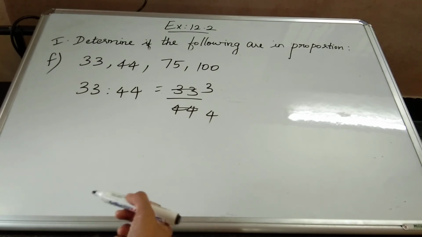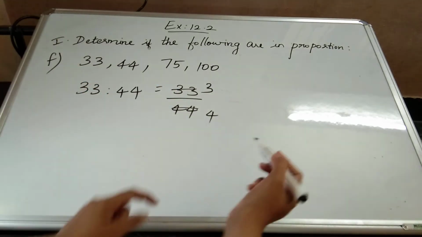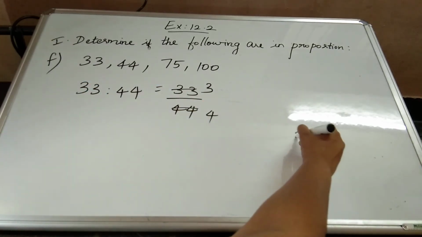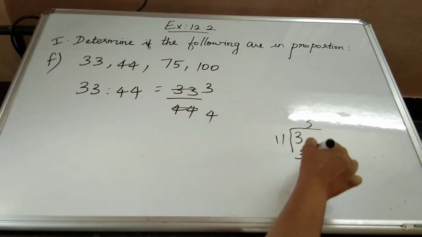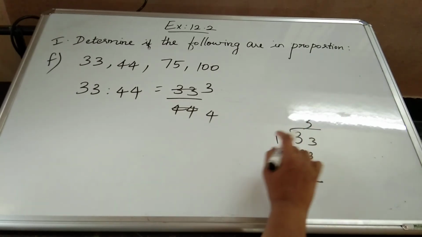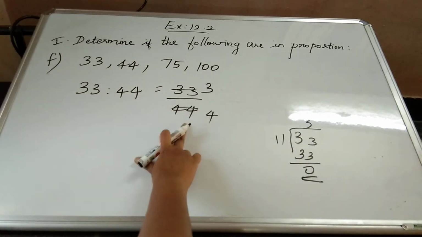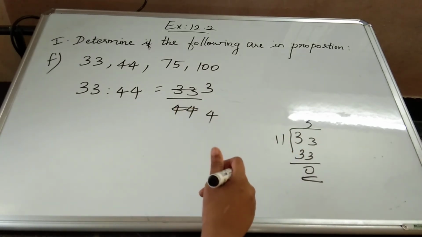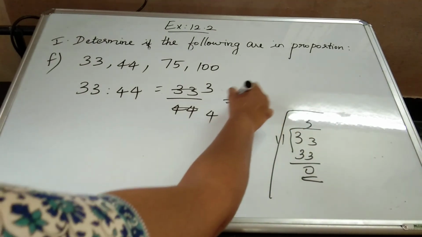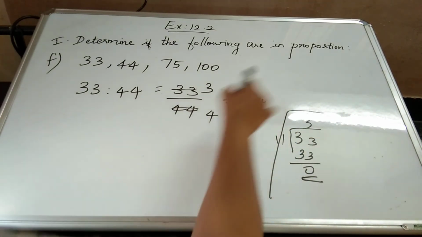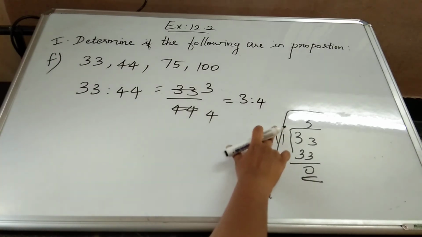Okay, you can either divide and see. So 33, if you can't cancel like this, divide 33 divided by 11. 11 3s are 33. Okay, same way 11 into 4 is 44. Okay, so we have 3 divided by 4. Okay children, so ratio is 3 is to 4. Clear children? Now next one.